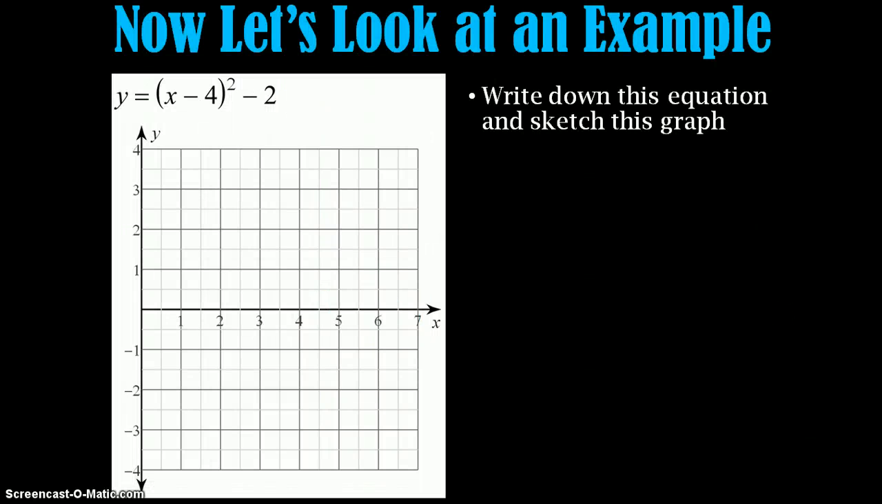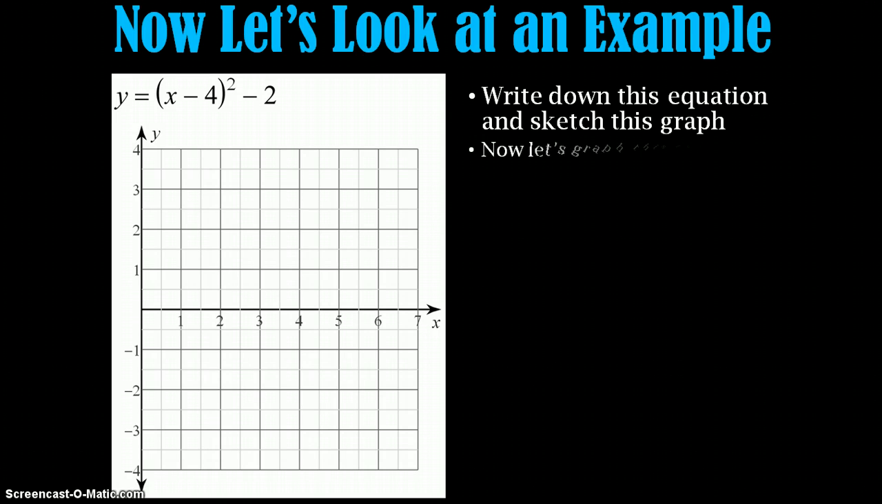Alright, so let's look at an example. What I need you to do on your paper, below what you've already done, is write down this equation and sketch the graph. If you need more time to do this, go ahead and hit pause. This is what you need to have tomorrow when you come into class though. Alright, so we have y equals x minus 4 squared minus 2.